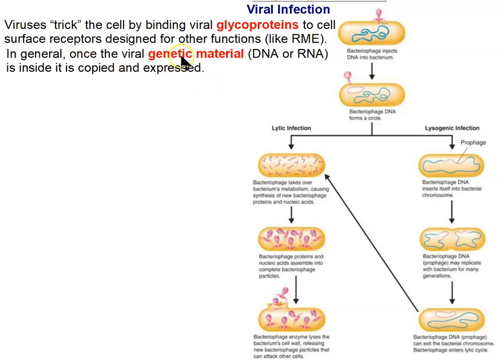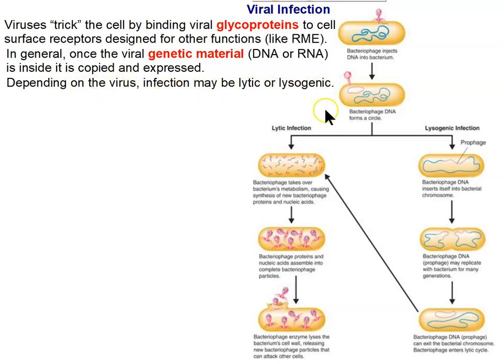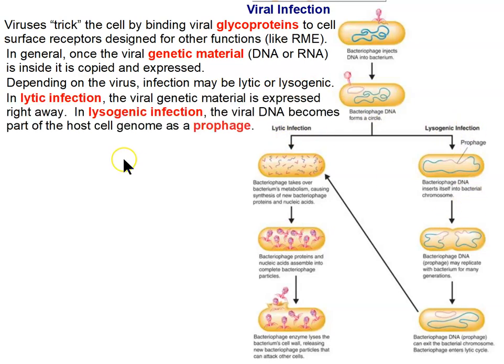In general, once the viral genetic material is inside, and remember it can be either DNA or RNA, it is copied and expressed. But it may be a while before it is expressed. So it depends on the virus. Infection may be lytic or lysogenic. Lytic on the left, lysogenic on the right. In lytic infection, the viral genetic material is expressed right away. In lysogenic infection, the viral DNA becomes part of the host cell genome as a prophage.